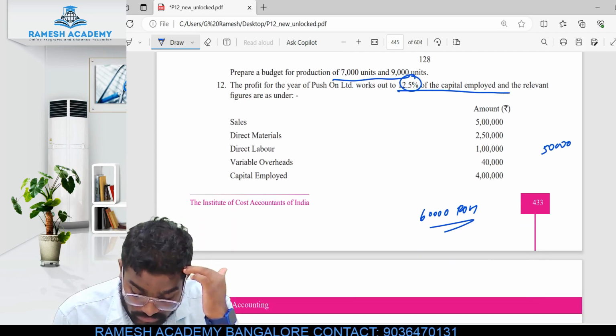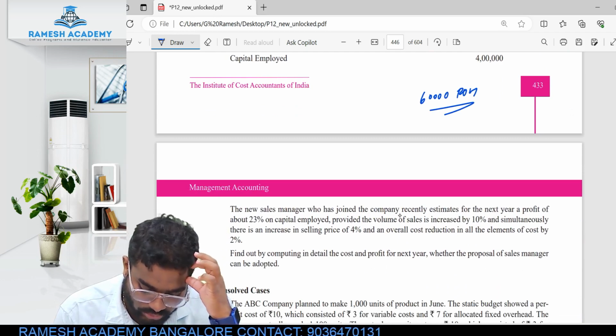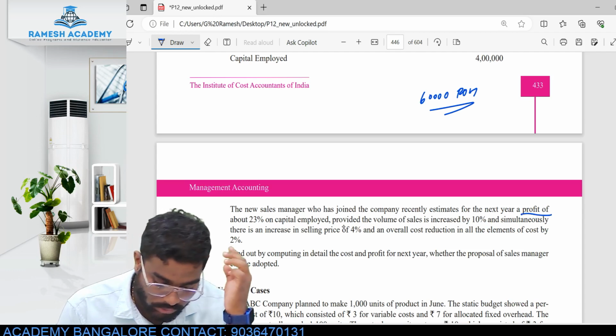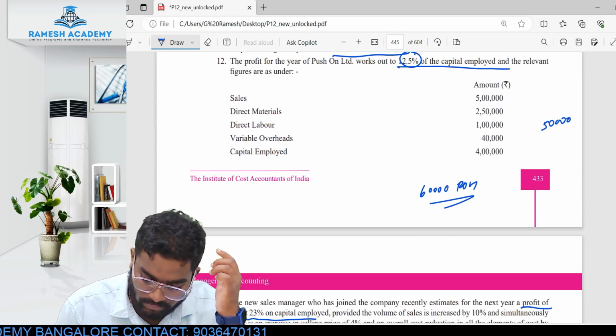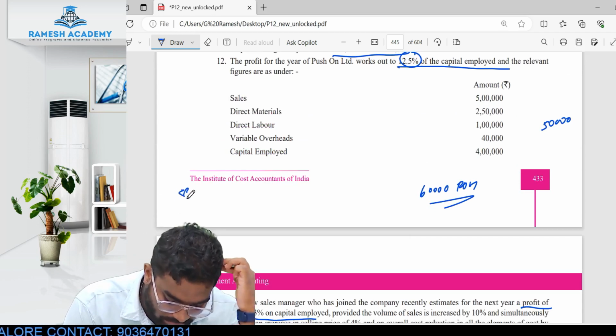So we'll see what is the next question, what they are asking actually. The new sales manager who has joined the company recently estimates for the next year a profit of 23% of capital employed. What is your profit? 4 lakh into 23%, which is he is expecting a profit of 92,000.